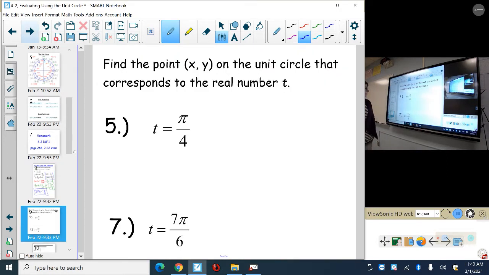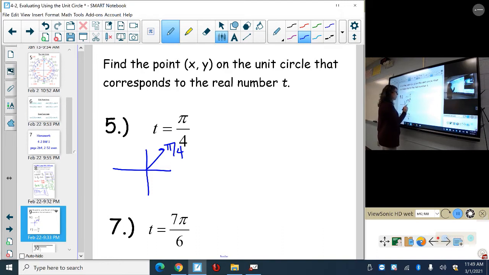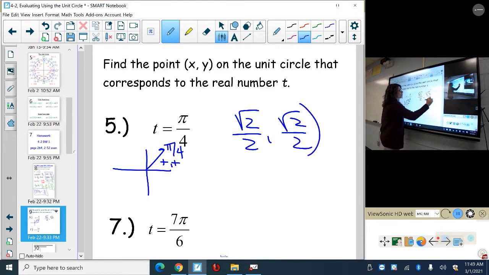Okay, next, it says find the point xy on the unit circle that corresponds to the real number t. Well, I need your brain to figure out where is pi/4. Pi/4 is going to be in quadrant 1, and it's the 45-degree angle. The 45-degree angle that corresponds with that in quadrant 1 is always positive, and that ordered pair is the square root of 2/2, square root of 2/2.